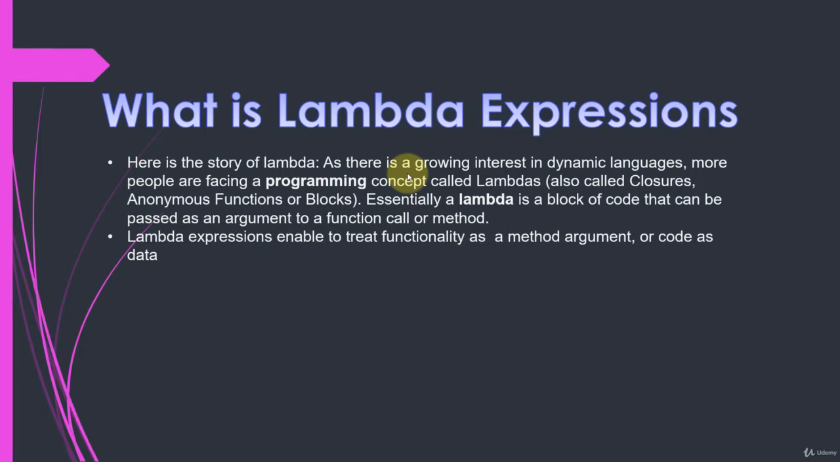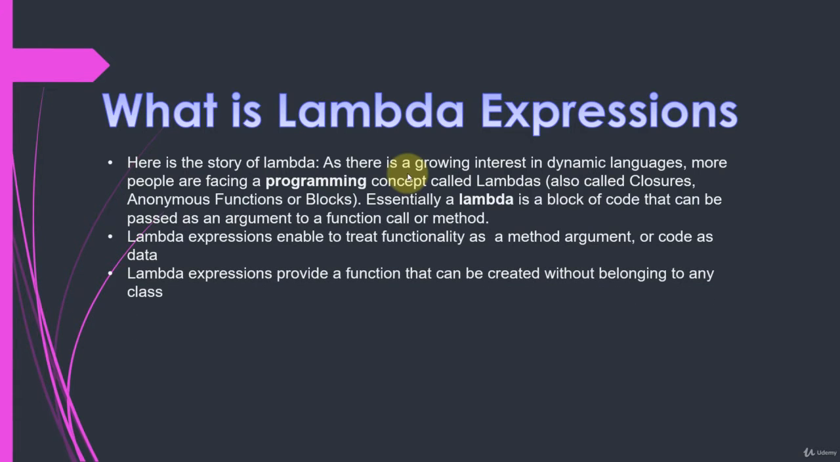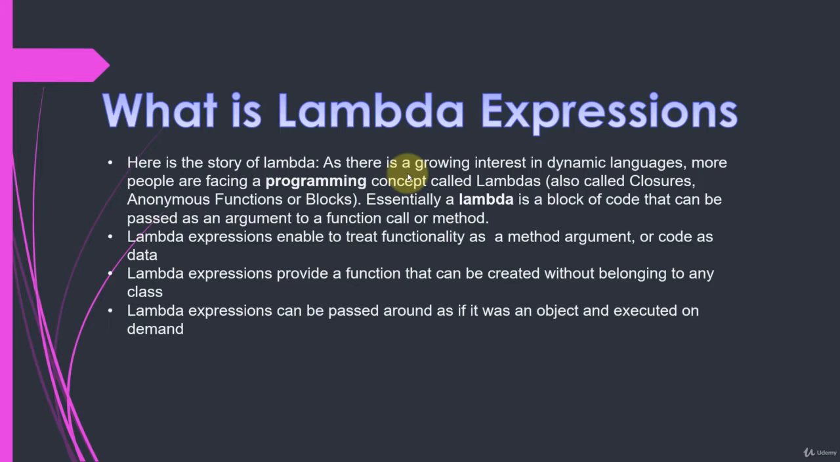Lambda expressions enable you to treat functionality as a method argument, or code as data. Lambda expressions provide a function that can be created without belonging to any class. Lambda expressions can be passed around as if they were an object and executed on demand. Lambda expressions can only be used to implement functional interfaces.